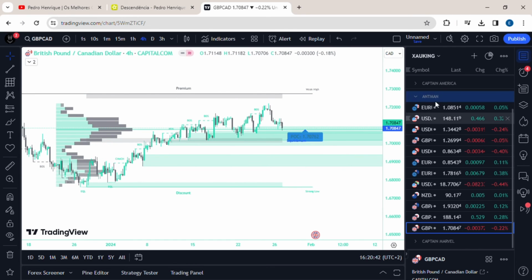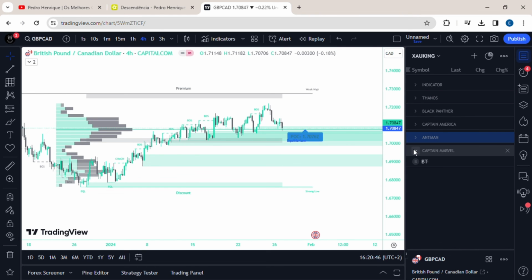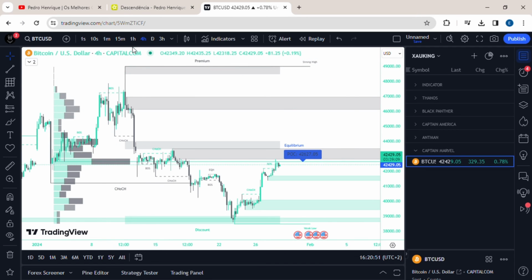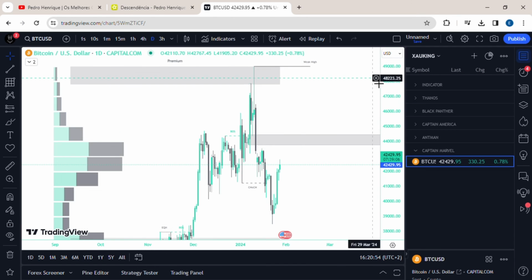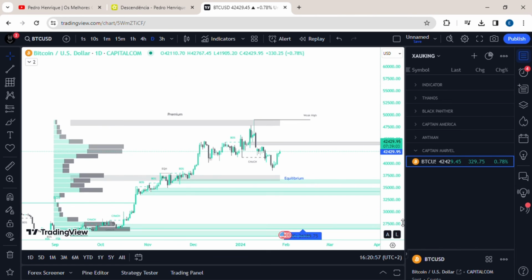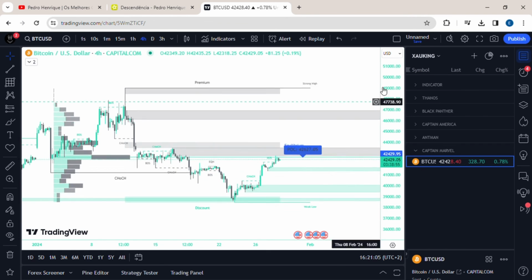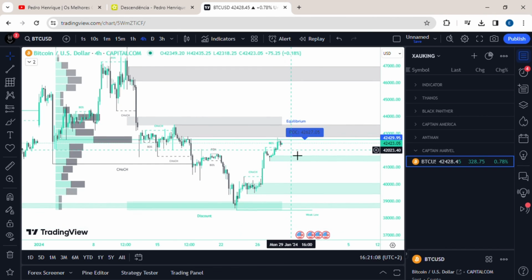What else? Let me see what else I have here. So here I have Bitcoin, and yeah, Bitcoin is going to, let me see before I say something. Yeah, so Bitcoin should sell somewhere where it's at. Currently where it's at, it's most likely going to sell. We can wait for price to go and reach the equilibrium if you want to, but somewhere around the 43,340 zone is going to be a very good selling opportunity, all the way down to the week low.